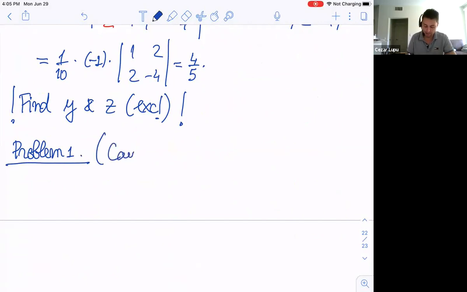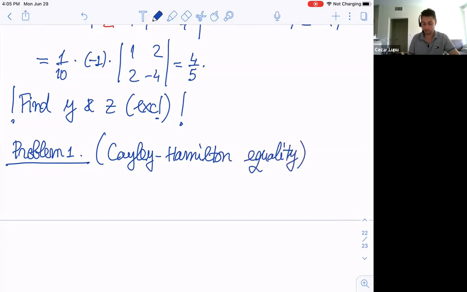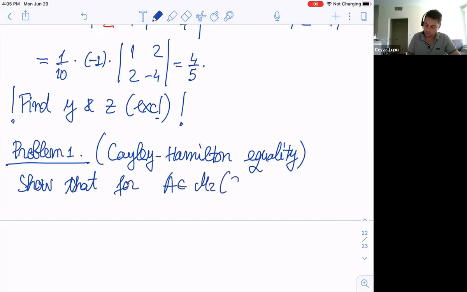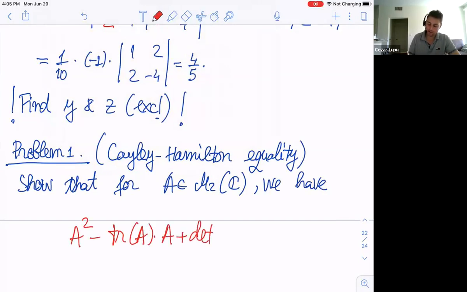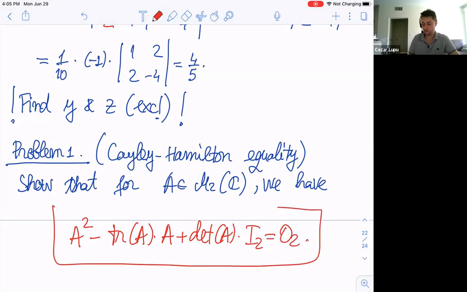So it's called the Cayley-Hamilton Equality. And this holds true for 2 by 2 matrices. This is very important in this form. So it says: show that for a 2 by 2 matrix, so in M2 of C, we have the following. We have that A squared minus the trace of A times A plus the determinant of A times the identity is the null matrix. This is very, very important.